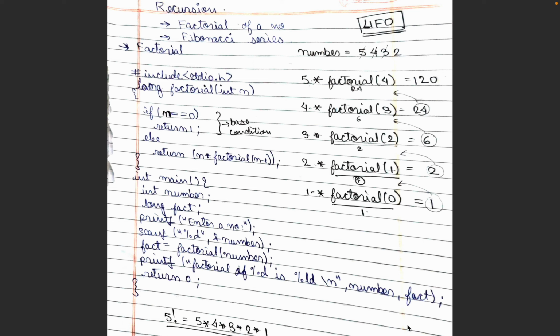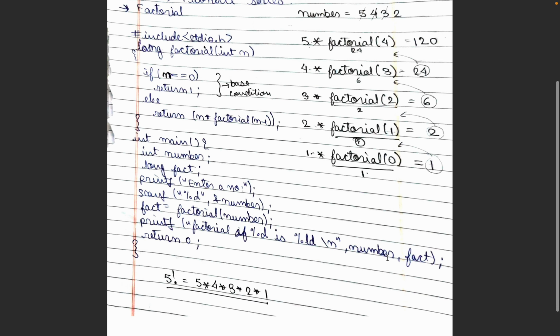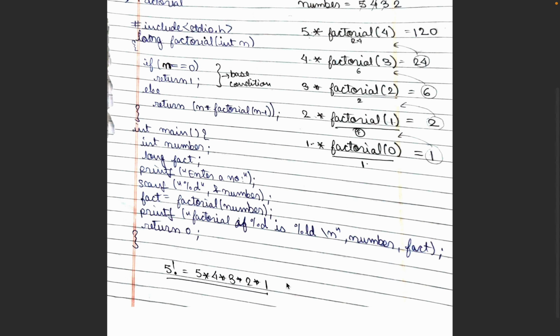It will be non-stop. It will go till infinity. So there should be a condition that stops this whole process, and that is called a base condition. In this factorial, our base condition is 0, because anything that we multiply with 0 will become 0. So there is no point in going further to 0 or minus 1. We want only till 0.